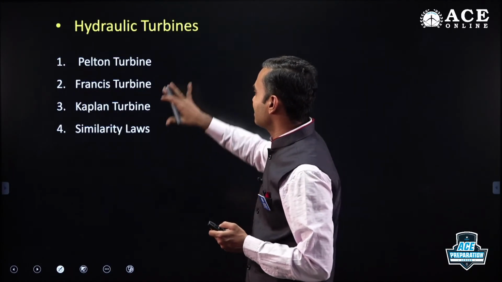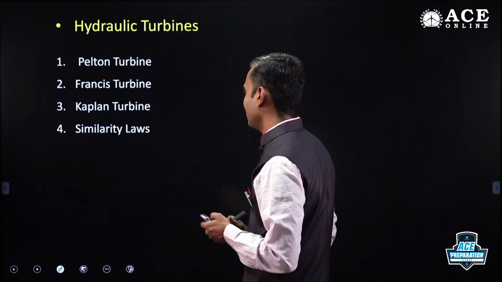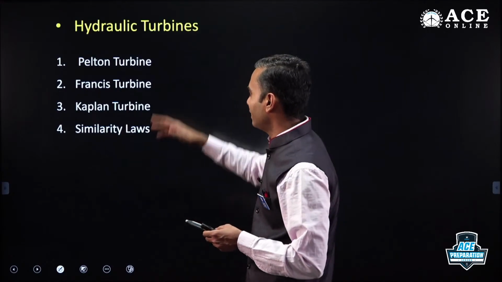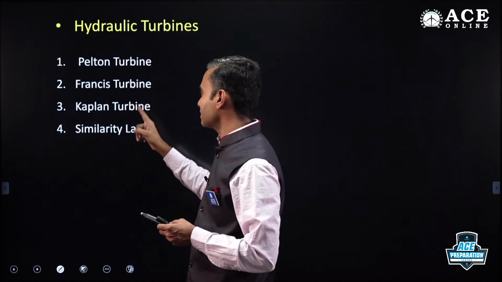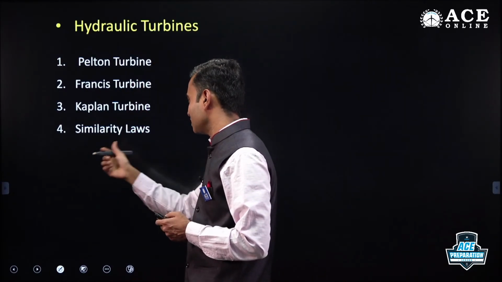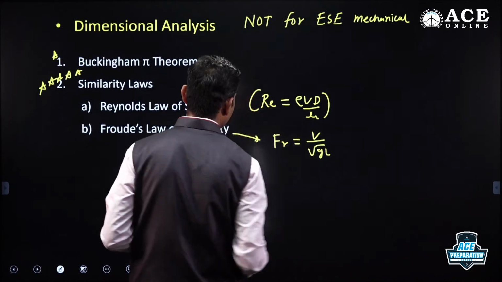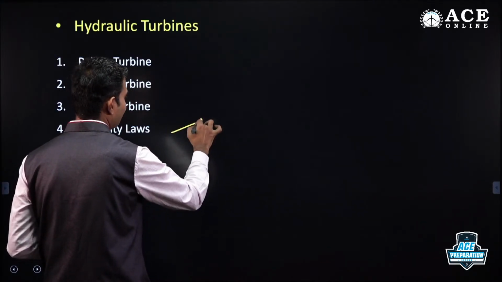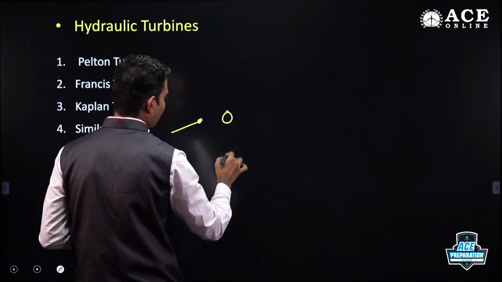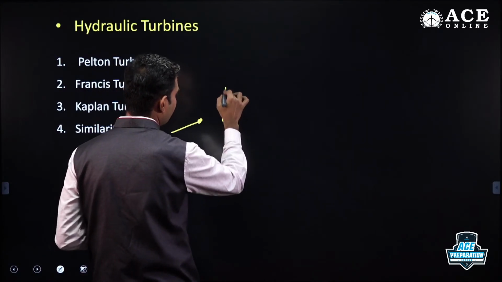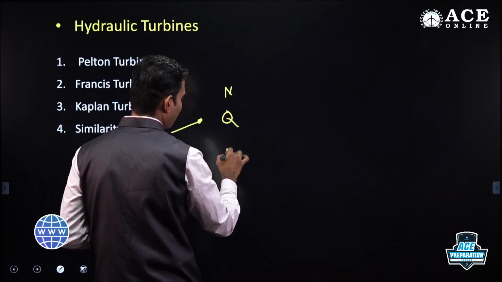The next chapter is hydraulic turbines. In the GATE syllabus there are no pumps, there are only turbines. So three turbines you have to study: Pelton turbine, Francis turbine, Kaplan turbine, and similarity laws. Those similarity laws are a little different from these dimensionless numbers. Here there are three similarity laws. One is related to discharge, another is related to speed, and another is related to power.